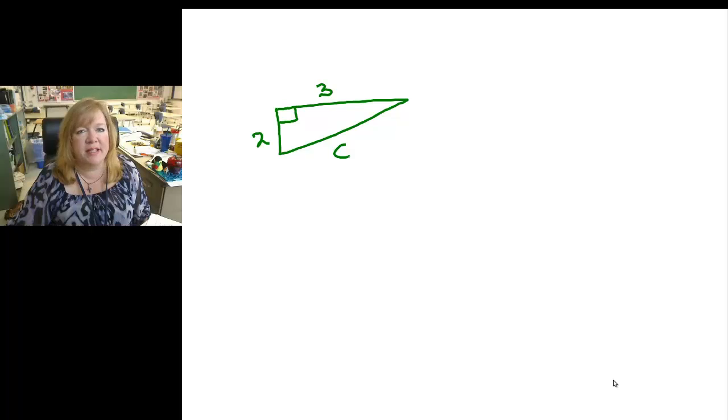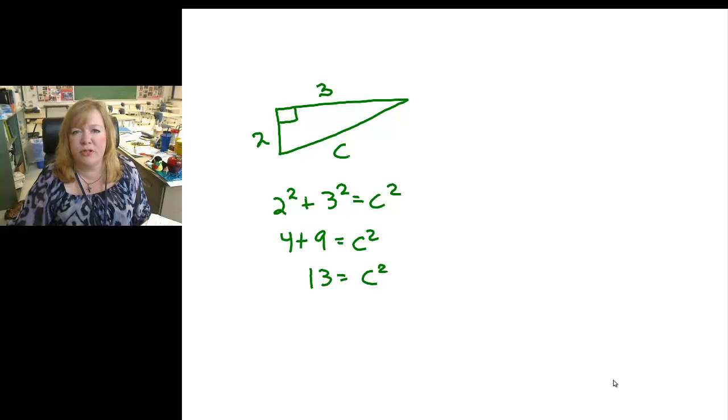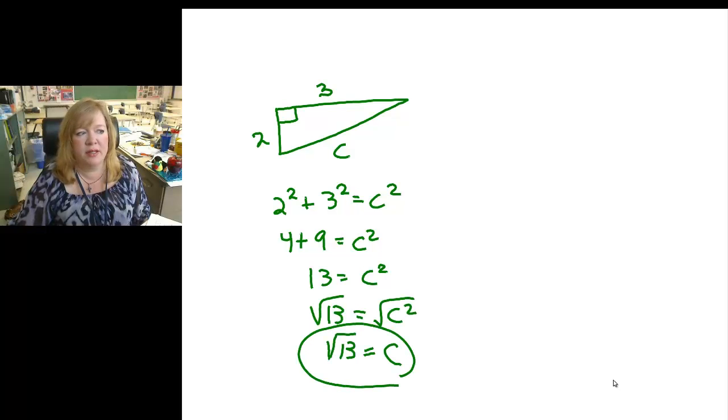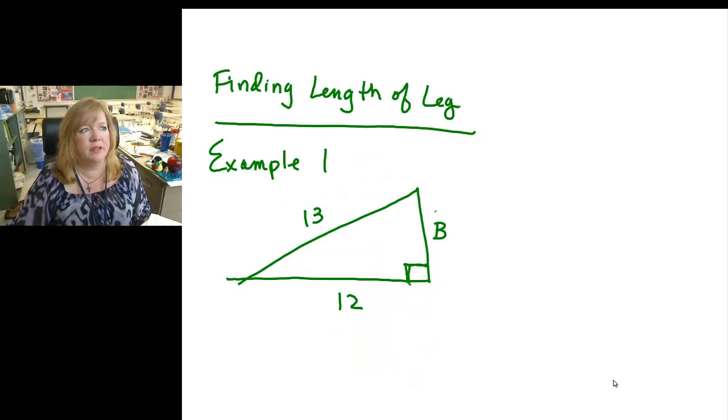Okay, welcome back. Let's see how you did. So we're going to have 2 squared plus 3 squared equals c squared. We'd have 4 plus 9 equals c squared, and we'd end up with 13. Then you just take the root of both sides and you end up with square root of 13 equals c. Right now, just leave it as the square root of 13.